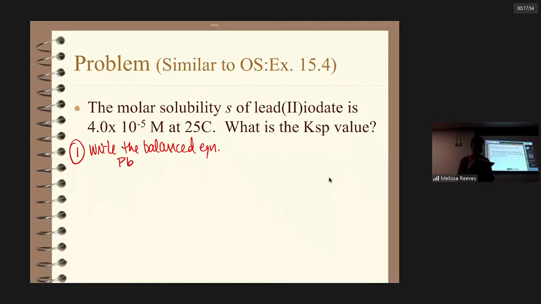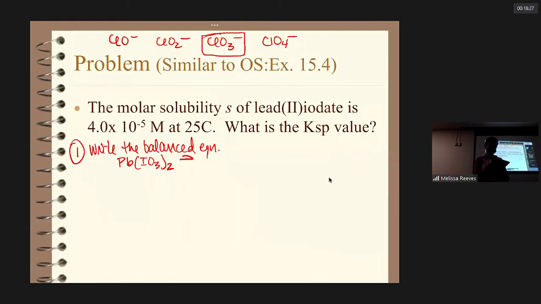So lead-2 iodate, it's like this. Iodate is the IO3 minus ion. It's an analog of chlorate. Right? There was hypochlorite, chlorite, chlorate, and perchlorate, and those went ClO minus, ClO2 minus, ClO3 minus and ClO4 minus. So we're looking at the analog to the chlorate ion. So this is iodate. And then that's going to make our lead 2 plus and our IO3 minus. And to balance that, I need a 2 in front there.